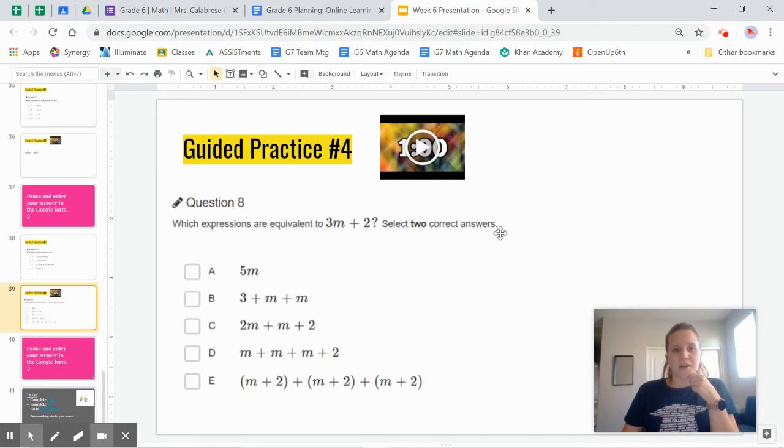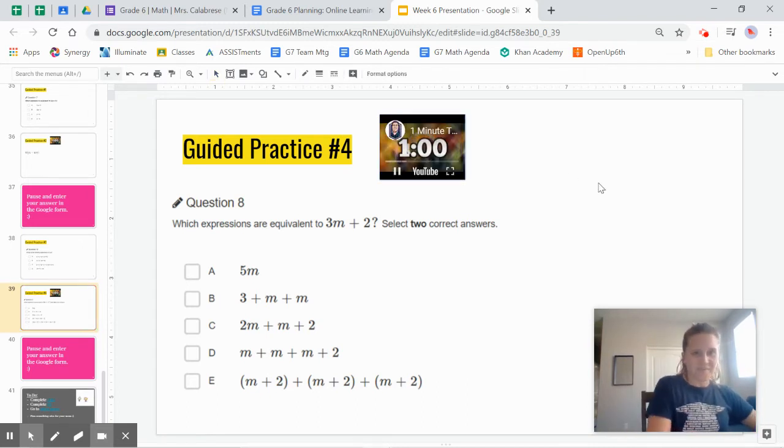Let's try another question. This is number 4. I want you to try this one on your own. Read it carefully. There's a big clue in the question. 1 minute, go.